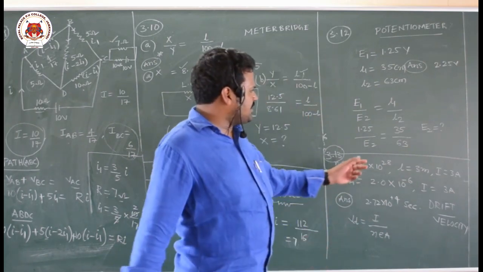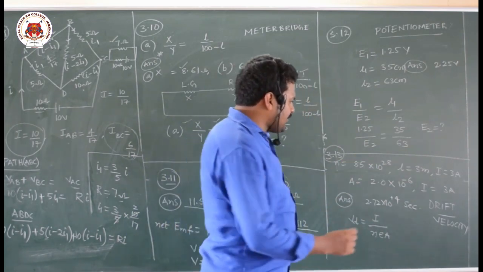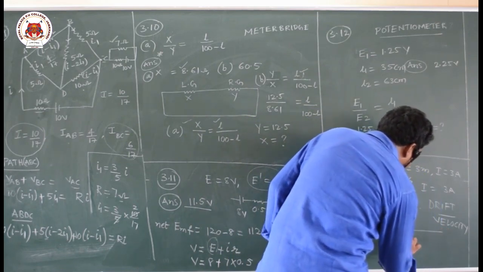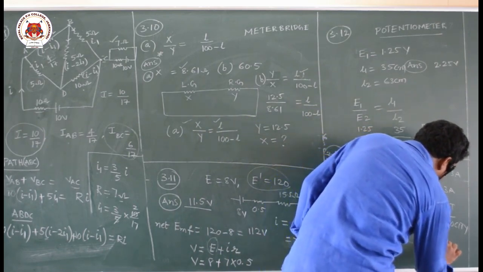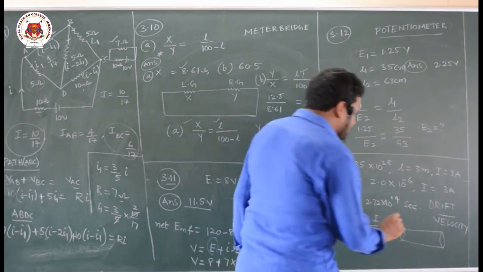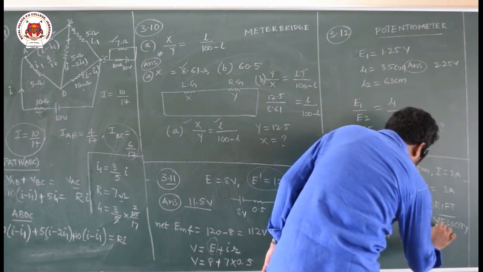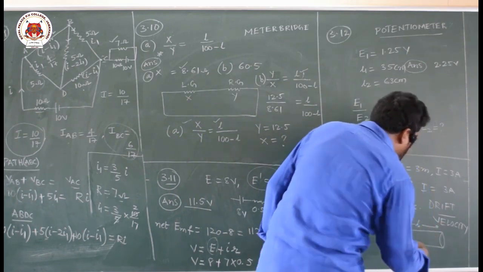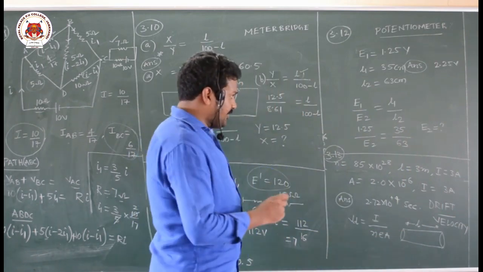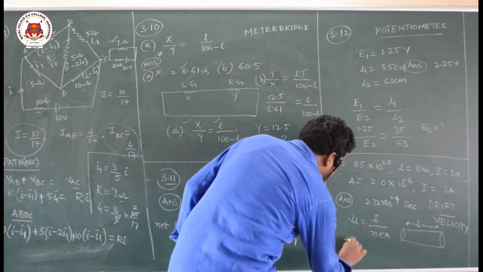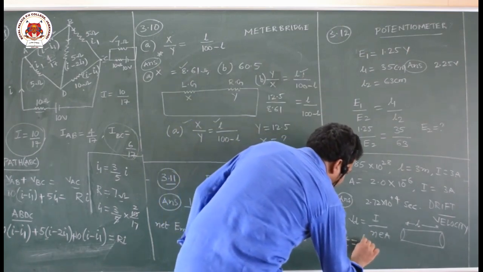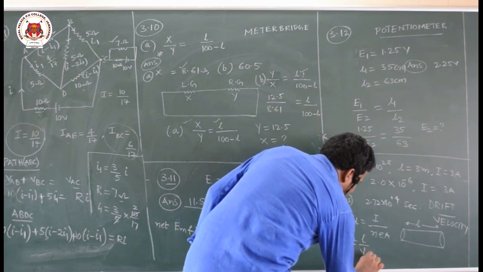Now the question asks: what is the time taken by an electron to move from one end of the conductor to the other end through drifting? So what is the time taken to drift from one end to the other end? Time taken will be equal to length by drift velocity.